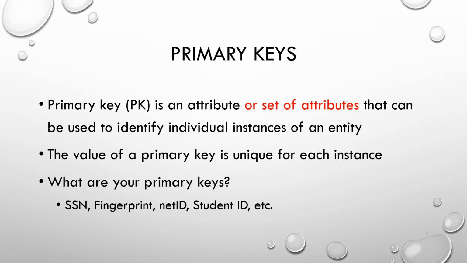So what are your primary keys? They'd be something like social security number, your fingerprint, your retinal scan, your net ID, your student ID, things like this that uniquely identify you. Your first name and last name combination would not be a primary key because there might be other people with that first name and last name. Think of John Smith, and there are a lot of those guys.